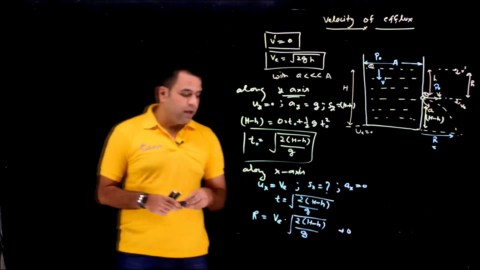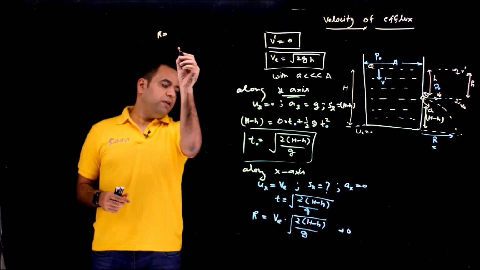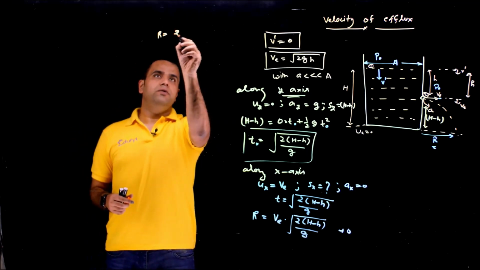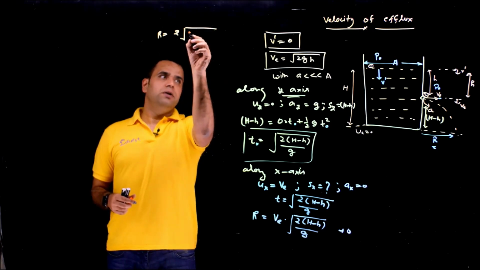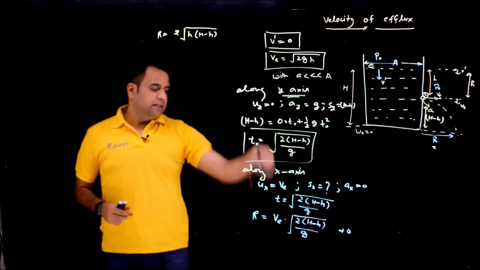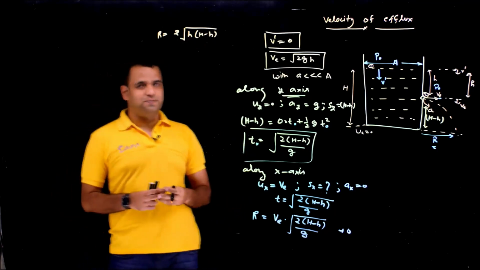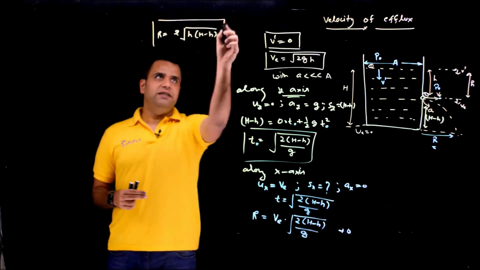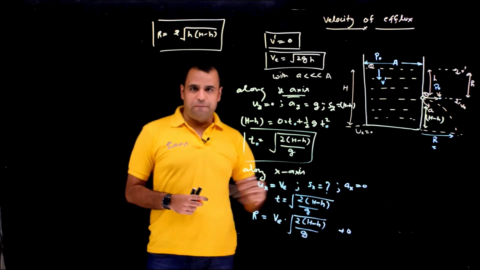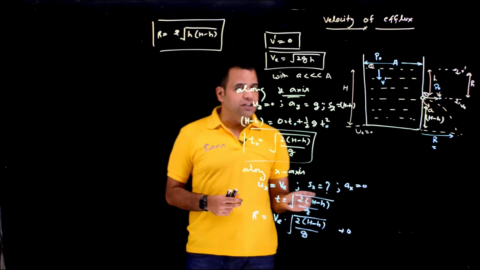If we put the values, including the value of ve, R will come out to be 2 times under root of small h into capital H minus small h, and the g and g will cancel out. So this is the range, and as you can see, this range depends upon small h. This range is a function of small h. As we change the location of the hole, the range will vary. So this time we also get the value of range as a function of h.